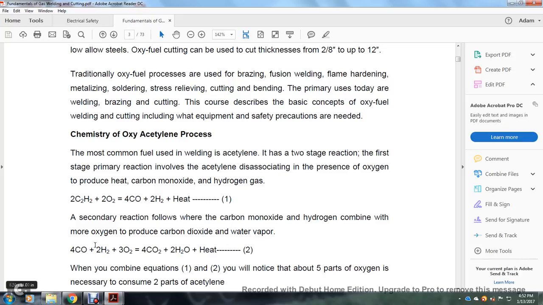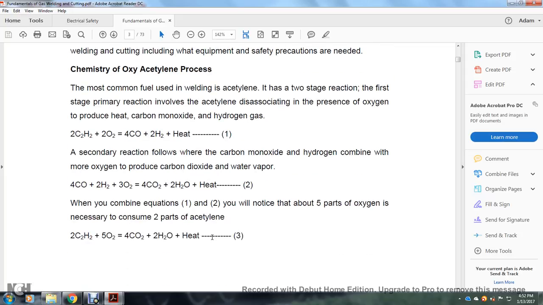You have 4 carbon monoxide, 2 hydrogen molecules, and 3 oxygen molecules equals 4 carbon dioxide and 2 water molecules plus heat. When you combine equations 1 and 2, you will notice that 5 parts of oxygen are necessary to consume 2 parts of acetylene.